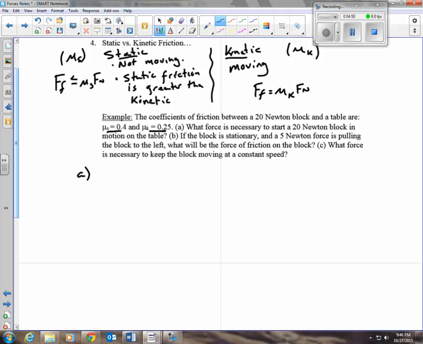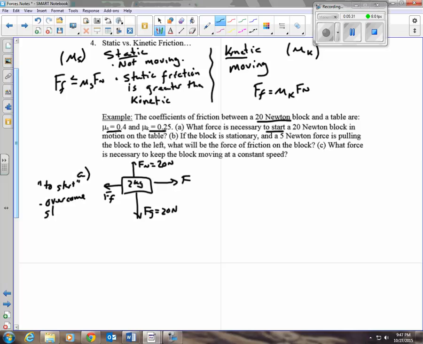So for part A, we'll draw our free-body diagram. I gave you a 20 newton box, so I'm not giving you mass this time. I'm giving you the force of gravity on it. So the force of gravity is 20 newtons. We can work backward, and that would give us a mass of 2 kilograms. My normal force is 20 newtons. Now, I'm going to have a forward force this way, and a force of friction like that. When it says to just start it, when you see the words to start, you have to overcome static friction.